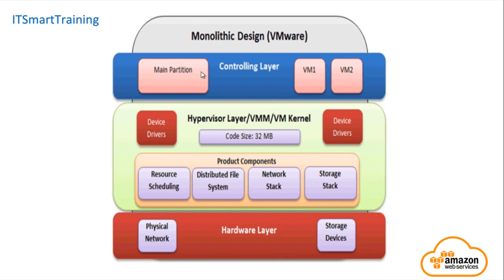Next, we describe the monolithic design, which is used by VMware. If we configure VMware ESXi, actually this is not VMware Workstation, don't confuse them. After the physical hardware, this is the hypervisor layer. Inside the hypervisor layer, all the device drivers are stored, and the storage stack, network stack, migration, everything is controlled by the hypervisor, not by a controlling layer. Upon the hypervisor, there is a main partition and the VMs. These VMs communicate through the hypervisor and then the hardware.